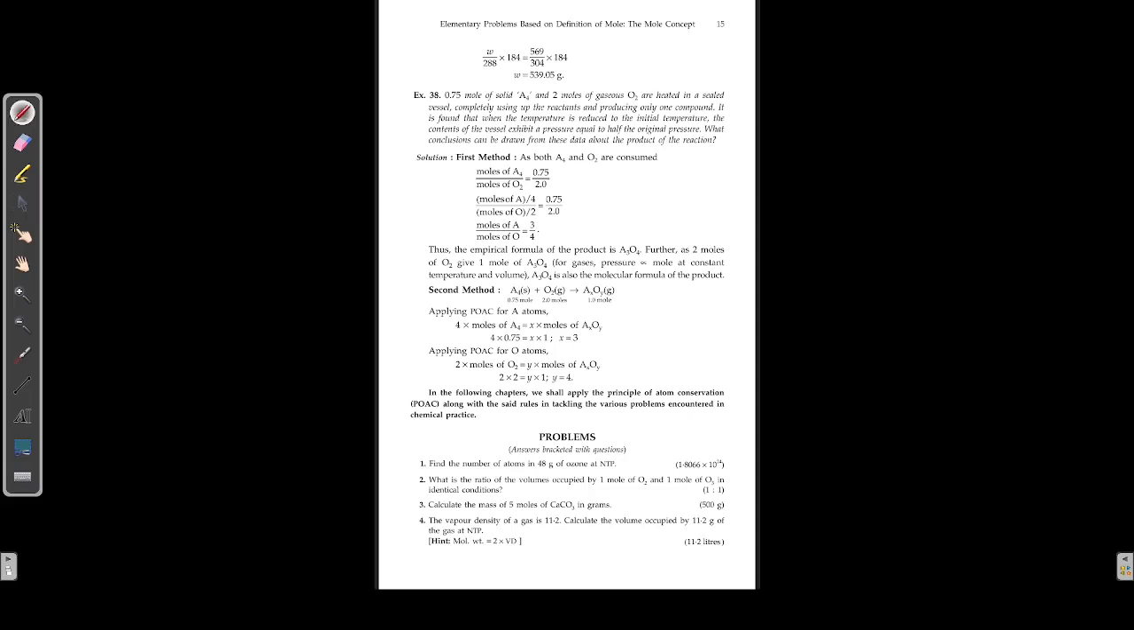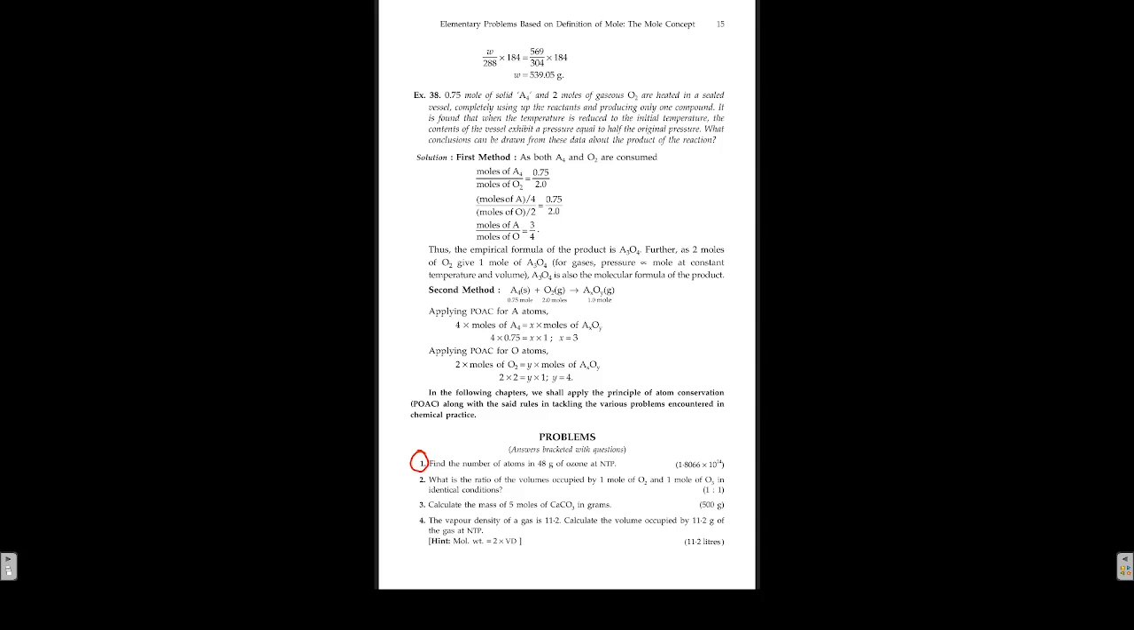We are going to solve the questions of the R.C. Mukherjee book. This is the first question of the R.C. Mukherjee book. Here we have to find out the number of atoms in 48 gram of ozone at NTP.